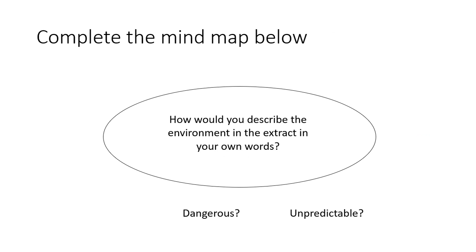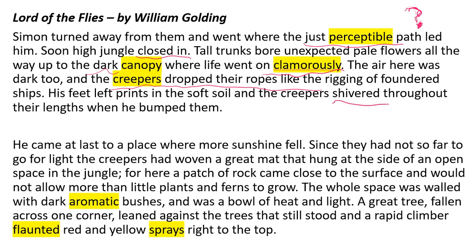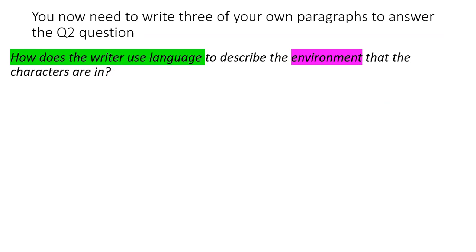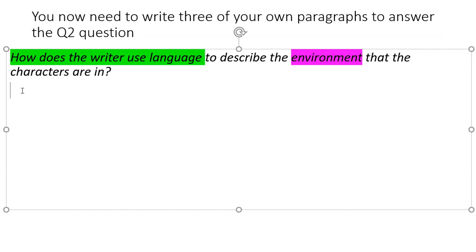Okay? So I could talk about the mystery of the path. I could talk about the darkness of the canopy. I could talk about the creepers shivering. I'm going to talk about that. So my first paragraph is going to look something like this. How does the writer use language to describe the environment that the characters are in?